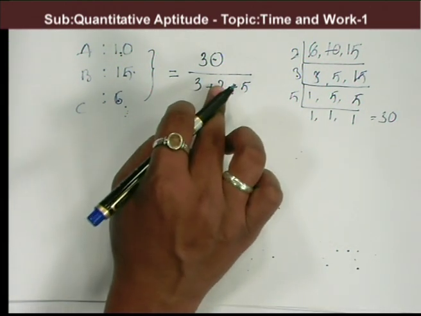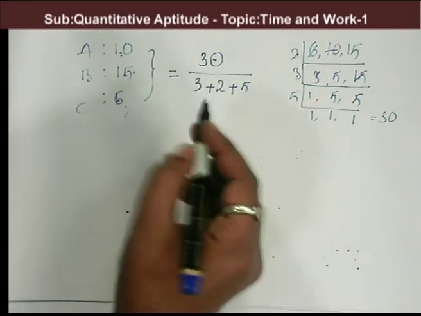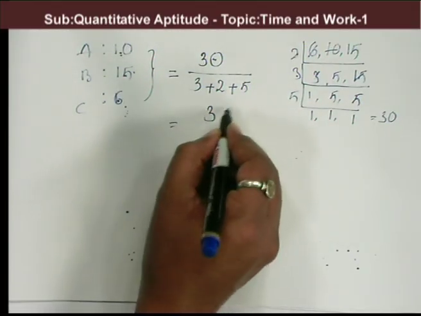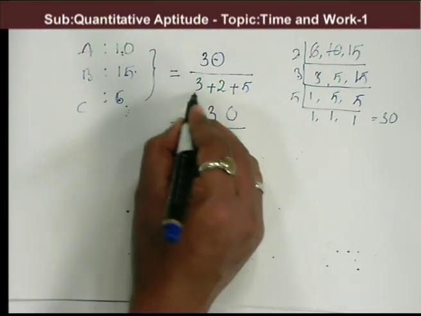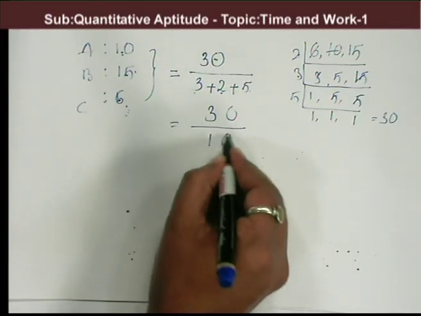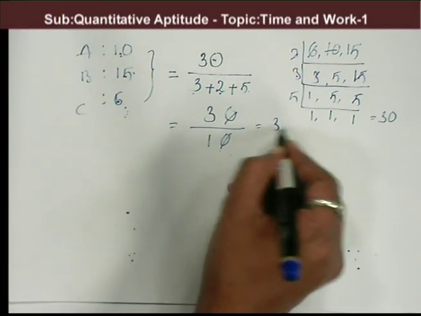A plus B plus C. So, it is 30 by 3 plus 2 plus 5, that is 10. The work will be completed in 3 days.